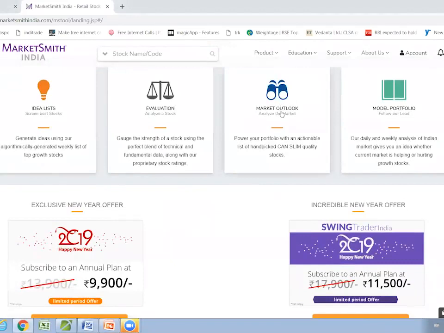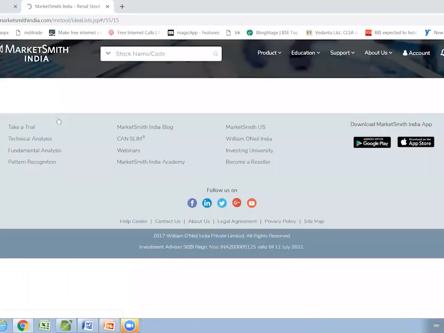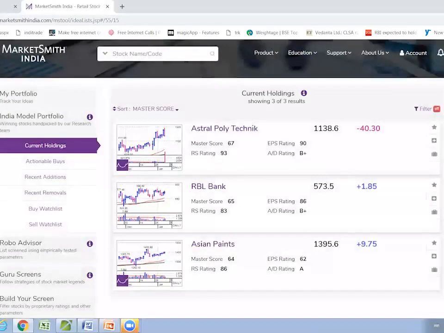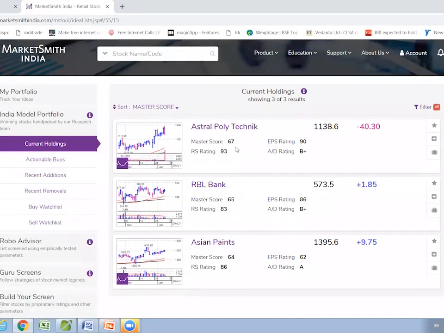You have a market outlook here. You have the evaluation tab, the idea list. This is the idea list of what our research team has generated. In this particular tab you see the current holdings, which stocks are there in our portfolio currently. So currently Asian Paints, RBL Bank, Astral Polytechnic. So these three stocks are there in our portfolio.